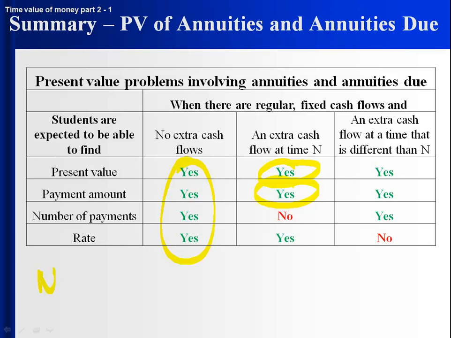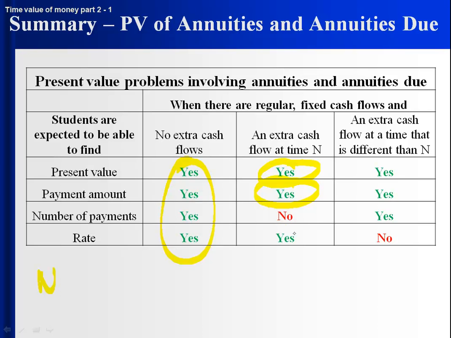The number of payments, if there's an extra cash flow at time n, you don't need to know that. It doesn't lend itself to a nice intuitive question. You're trying to figure out the number of payments and you come up with an answer of 4.77. Then you've got an extra cash flow at 4.7. It just doesn't make sense, and so we don't have that.